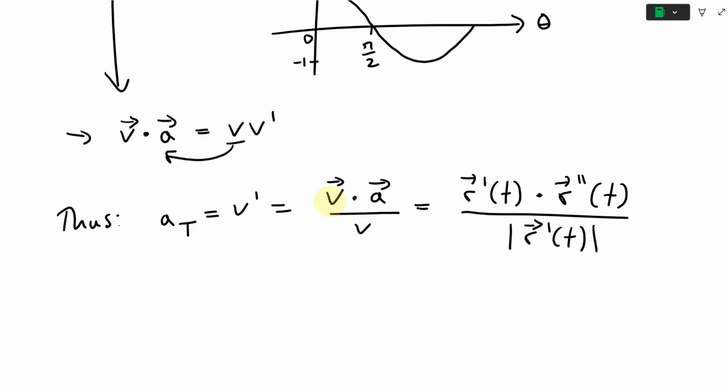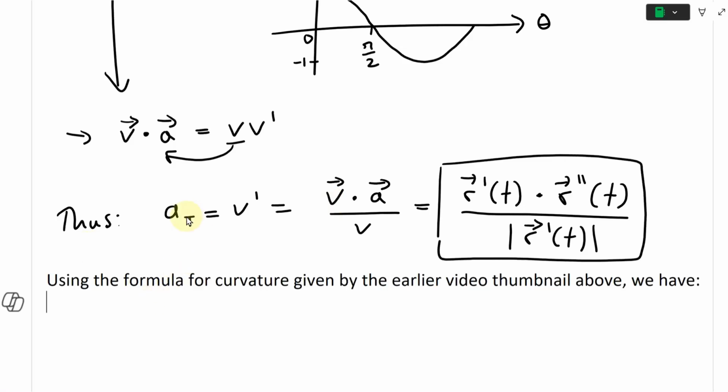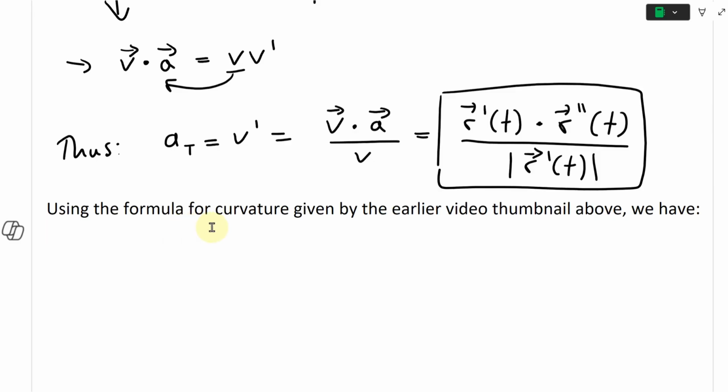Alright, now that we have all that, what you can do is box everything. I'm just going to box this in. Alright, so that's what we have. Now that we have the tangent component, let's take a look at the normal component.